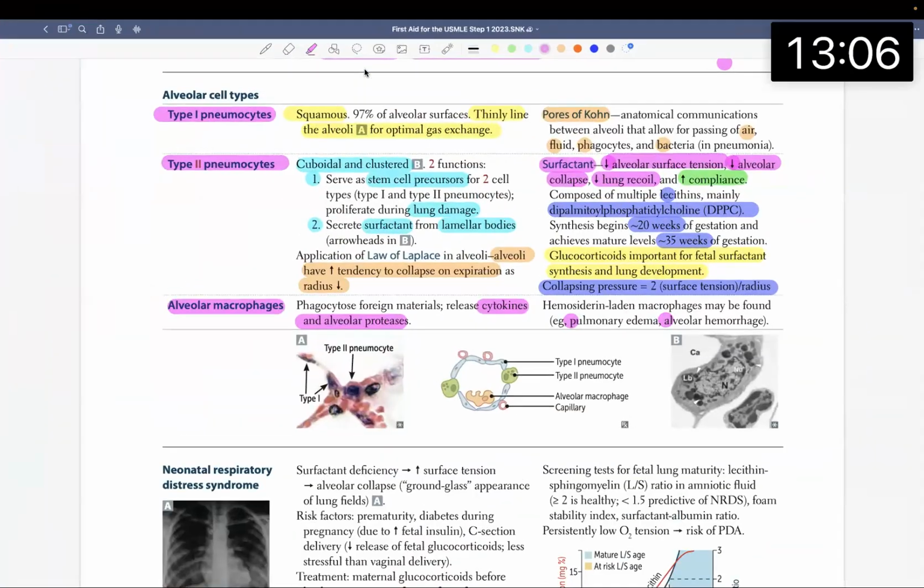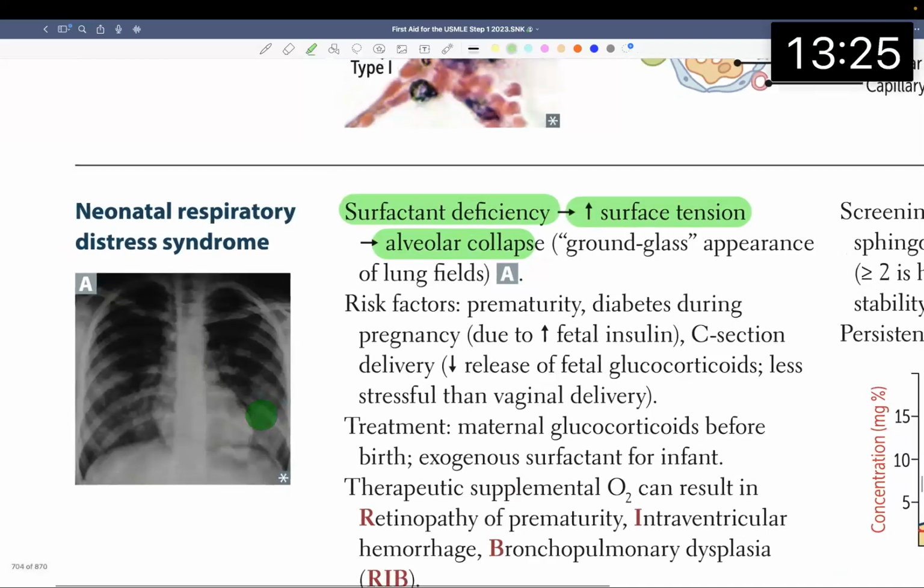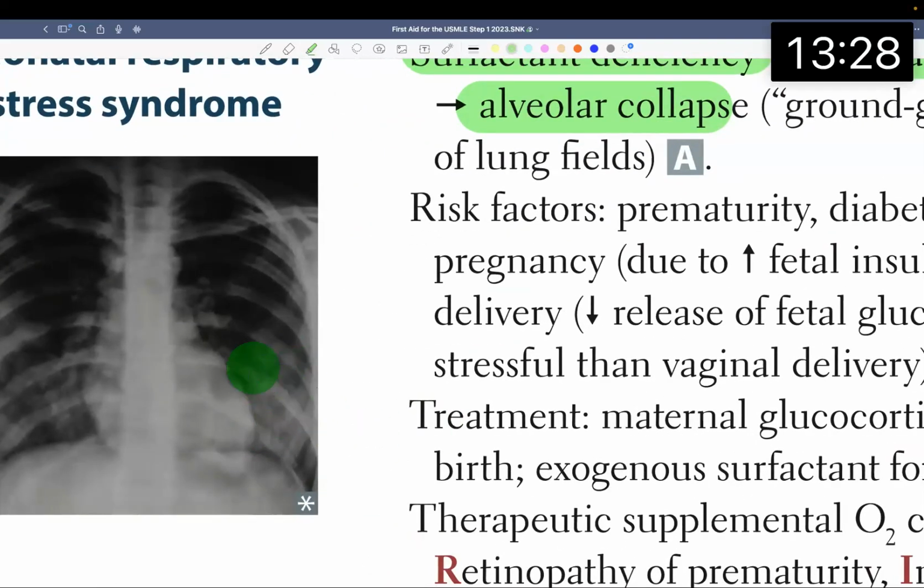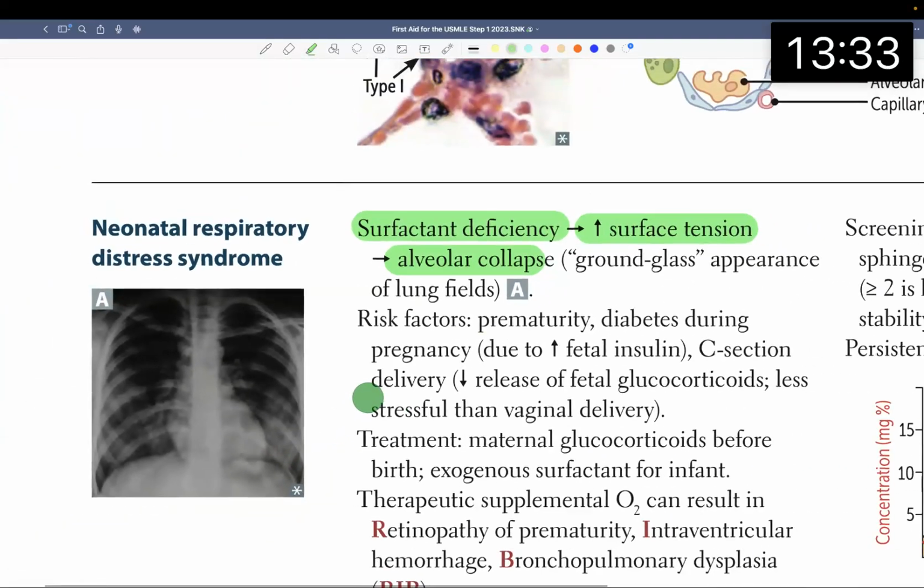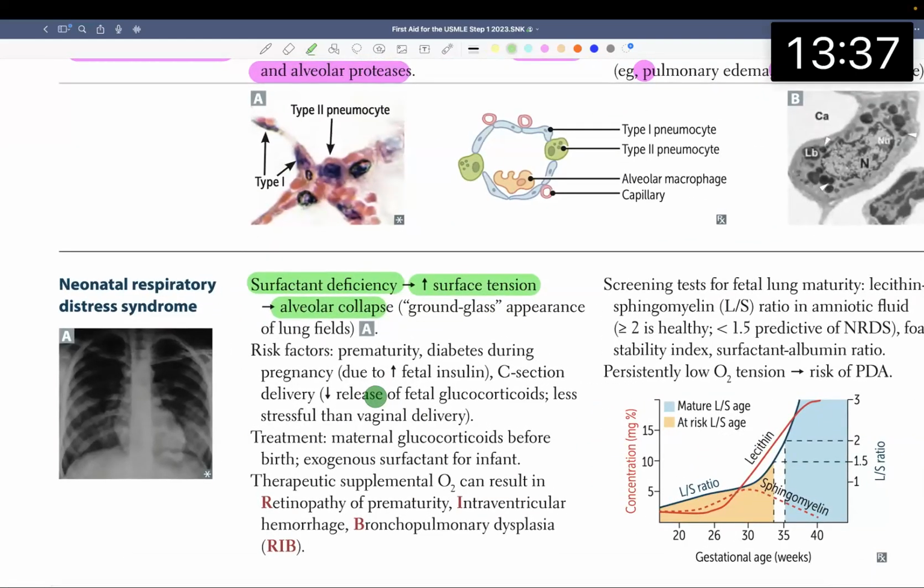All right, cool. So then the next topic is NRDS. Here we have a surfactant deficiency, and increased surface tension leads to alveolar collapse. There's a classic buzzword, ground glass appearance of the lung fields, as seen in this. So in NRDS, there's a surfactant deficiency and increased surface tension leading to alveolar collapse and ground glass appearance of the lung fields. Risk factors, what are they?